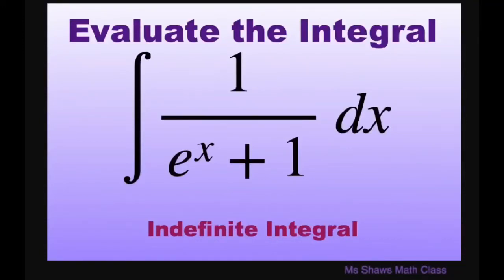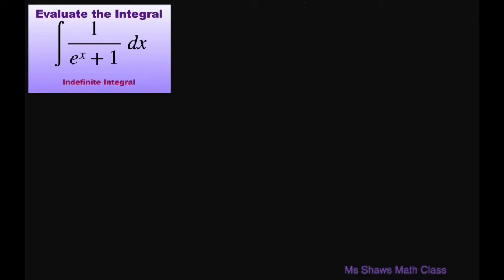Everyone, we're going to evaluate the integral of 1 divided by e to the power of x plus 1 dx. The problem with this integrand is if you use u substitution, say we let u equal e to the power of x plus 1, then du would equal e to the power of x dx, and we don't have that in the numerator. We have a 1. So what I'm going to do is manipulate the equation so we can get something we need so we can use u substitution.